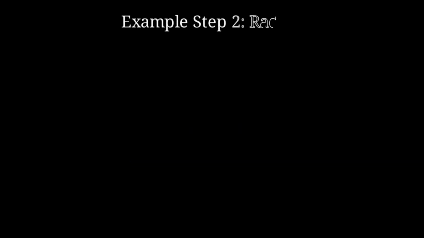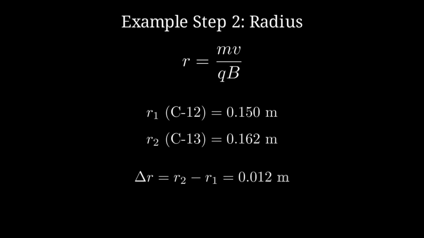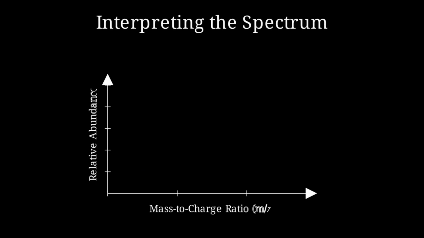Next, we calculate the radius. Because carbon-13 is slightly heavier, its radius of curvature is larger. This physical displacement allows the detector to distinguish between the two isotopes clearly. The resulting mass spectrum shows the relative abundance of each isotope.